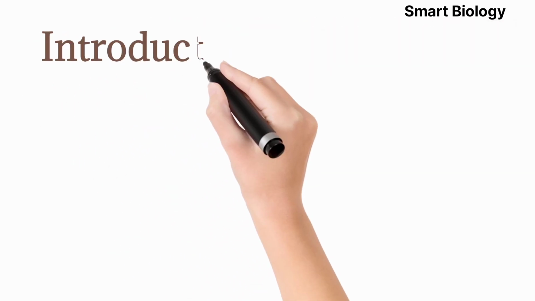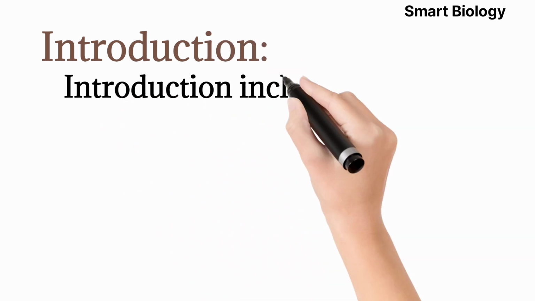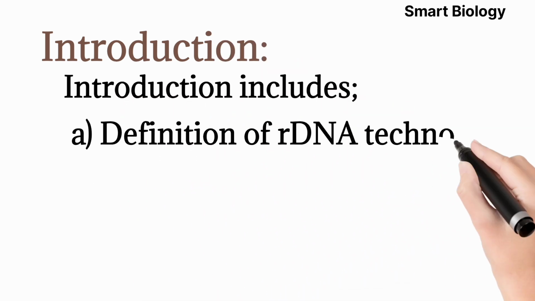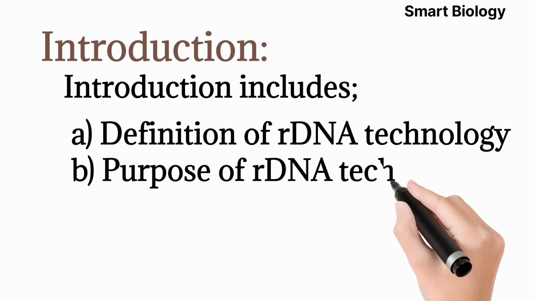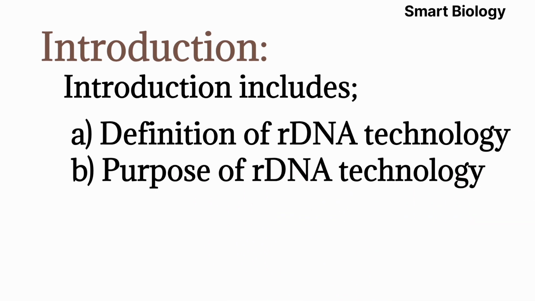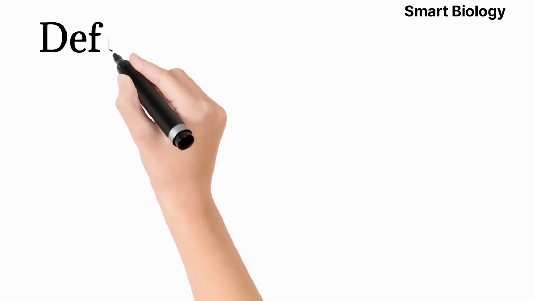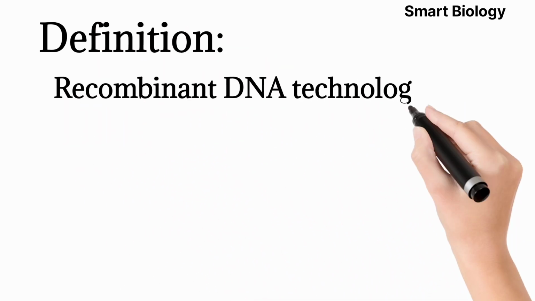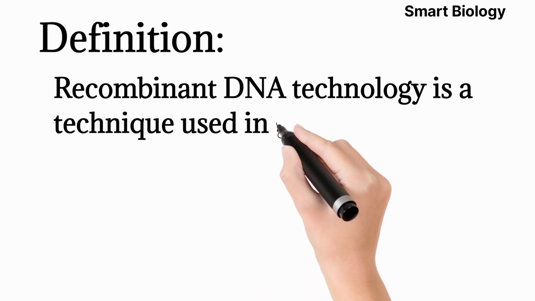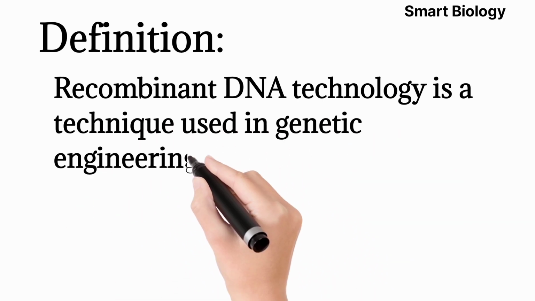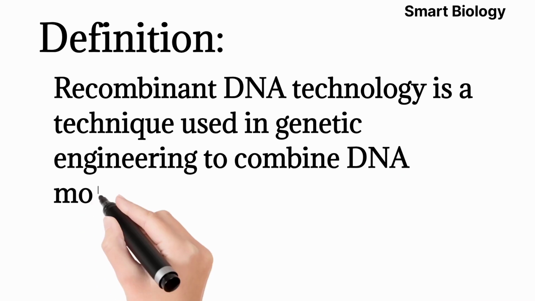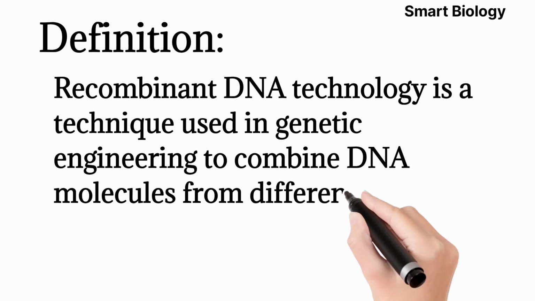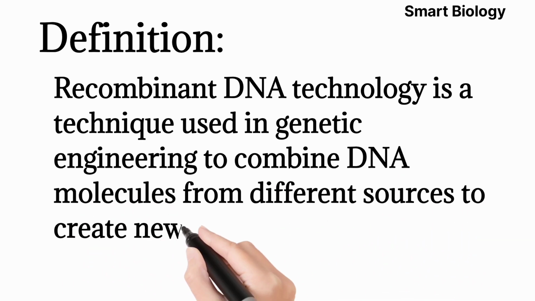Introduction. Introduction of this tutorial includes definition of recombinant DNA technology and purpose of recombinant DNA technology. Recombinant DNA technology can be defined as a technique used in genetic engineering to combine DNA molecules from different sources to create new genetic combinations that may not exist naturally.